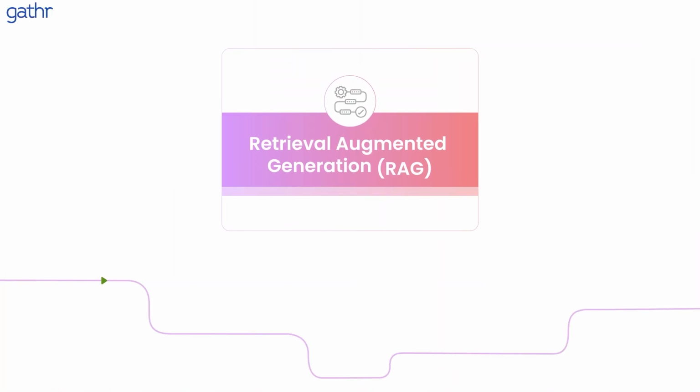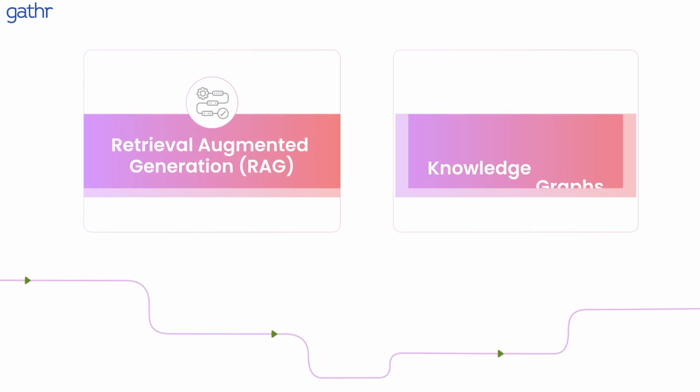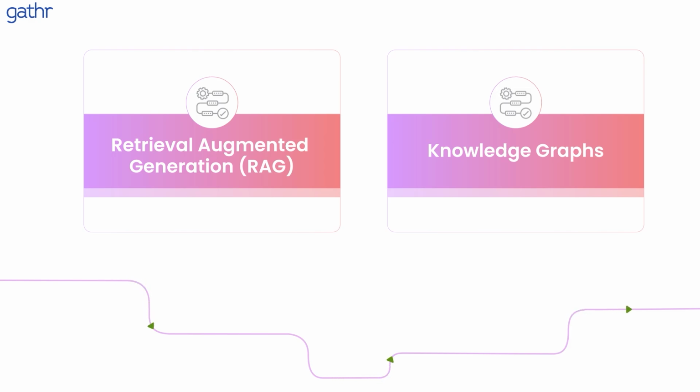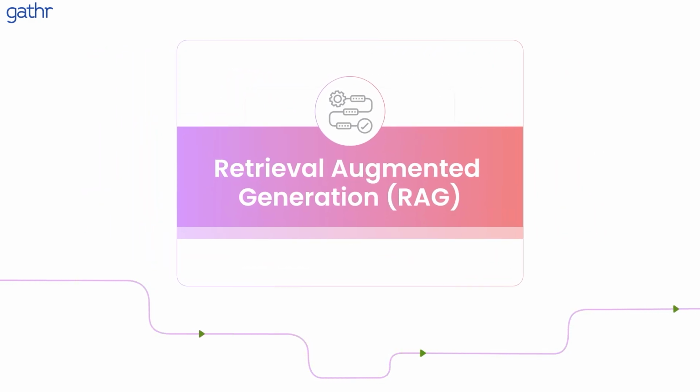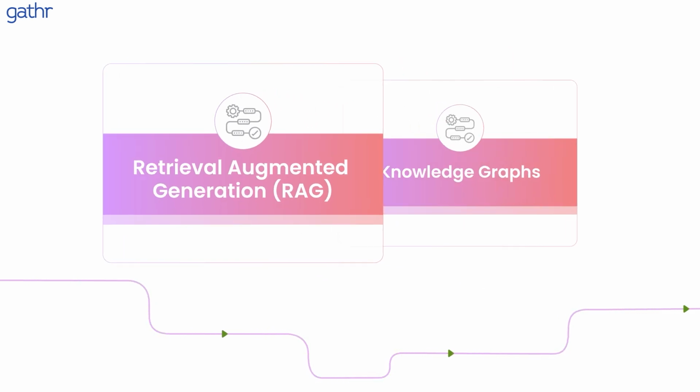In this session, we will understand and build RAG or Retrieval-Augmented Generation system and knowledge graphs using Gathr. Let us understand what is RAG and what are knowledge graphs. RAG or Retrieval-Augmented Generation combines retrieval-based and generation-based models to produce contextually relevant and fluent responses by augmenting generation with retrieved information, revolutionizing natural language processing.